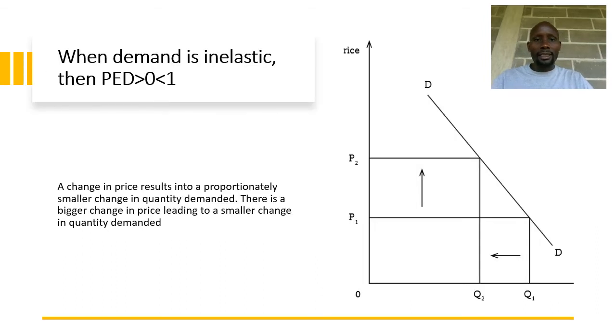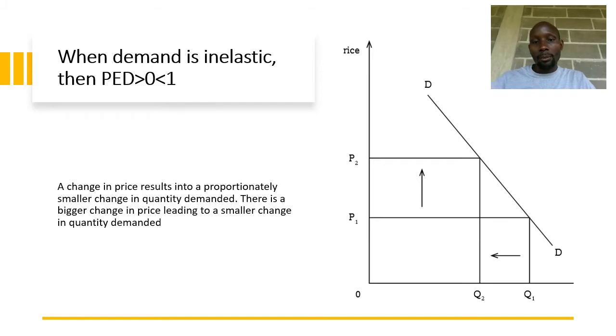And then the second one is when demand is inelastic. So when demand is inelastic, our price elasticity of demand will be greater than 0 but less than 1. This implies that a change in price results in a proportionately smaller change in quantity demanded. There is a bigger change in price leading to a smaller change in quantity demanded as illustrated in the graph.